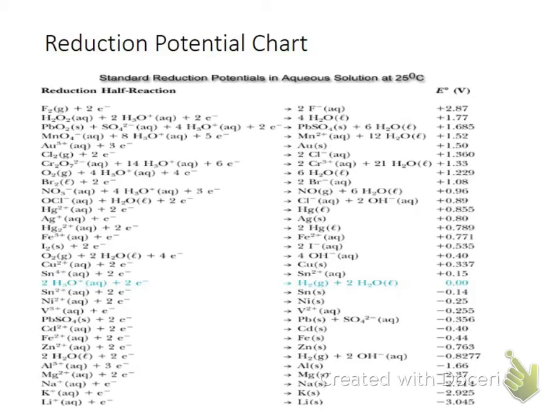Because remember, oxidation is loss of electrons, right? So do you think fluorine, which is the most electronegative, is going to want to lose electrons? No, it's not going to. Fluorine's the most likely to be reduced, therefore making it the least likely to be oxidized.